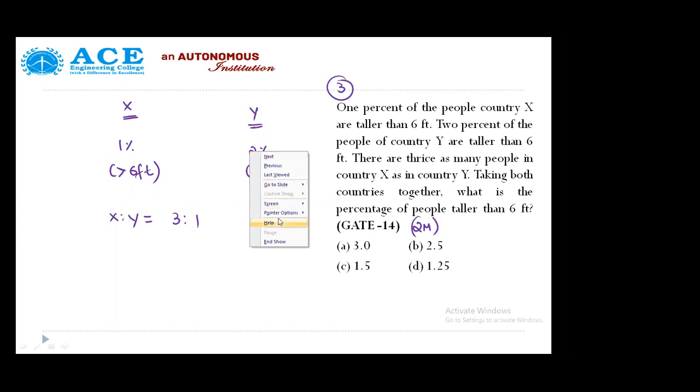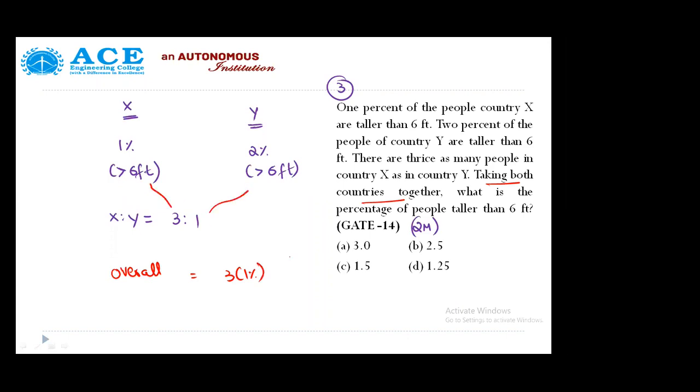I'll give the 2 methods. Just wait for the other method as well. Let me complete this. Both countries together, what is the overall result? As it is 3:1, my dear friends, it is 3 into 1%, the first one is 3, plus 1 into 2%, divided by 3 plus 1. This is one method. Straightforward, it is 5% divided by 4, which is 1.25%. So both countries together, 1.25% of people are taller than 6 feet. 1.25 is the correct answer.